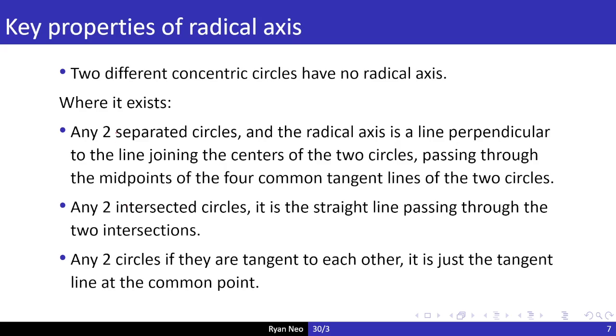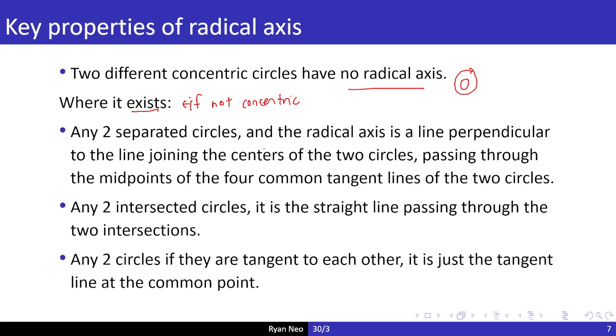So things that you have to note: two different concentric circles have no radical axis. So concentric, again, it is one circle in another. In this case, it has no radical axis, right? So where it exists is that if it is not concentric. So if it's not concentric, a radical axis exists, and we're looking at three cases, okay?